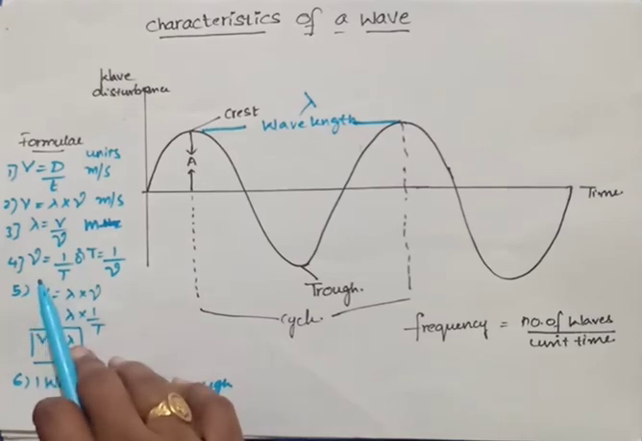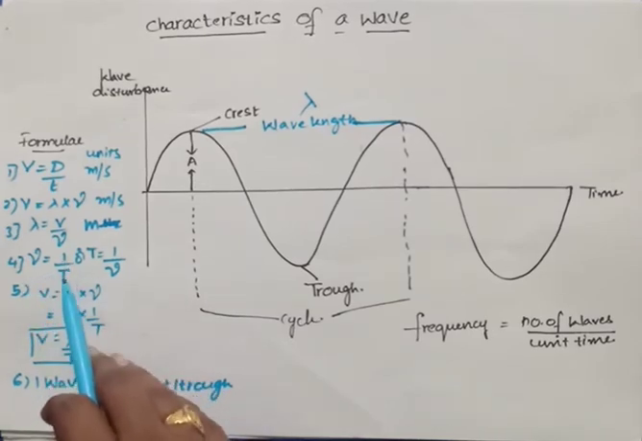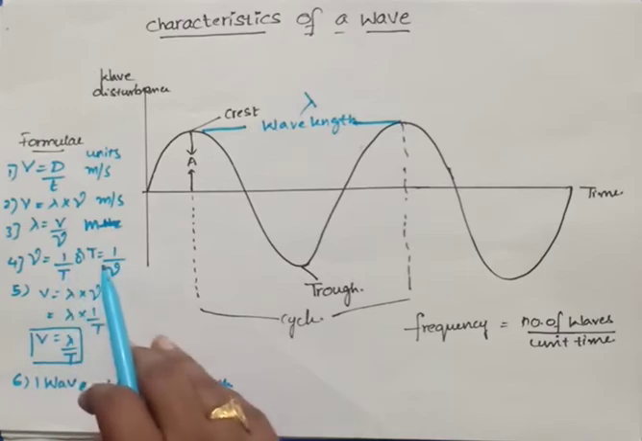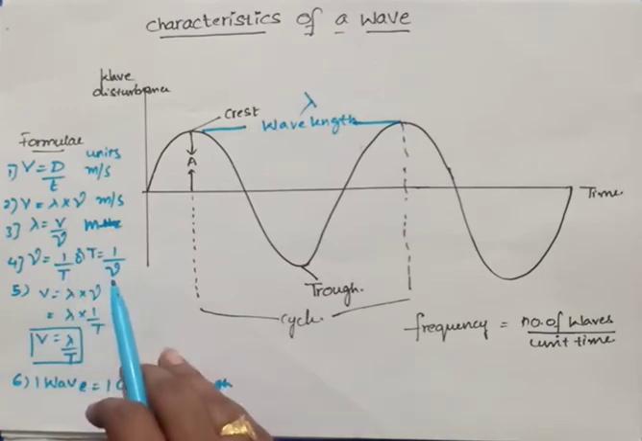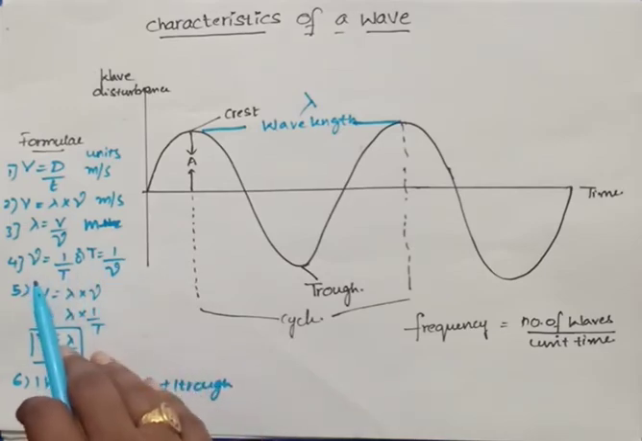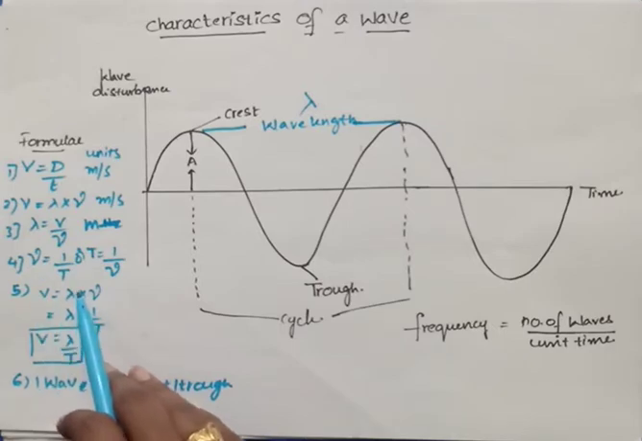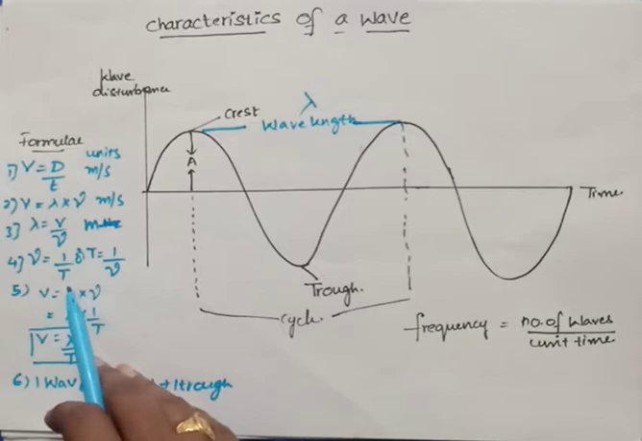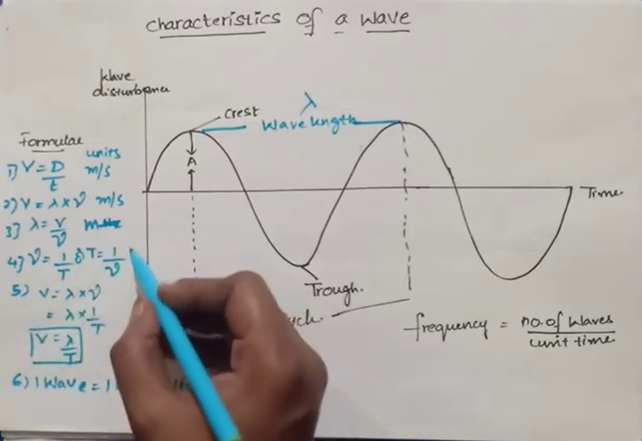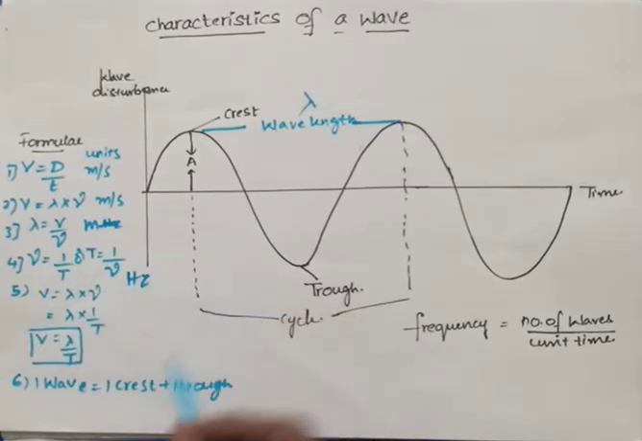Later on, frequency is equal to 1 by T, the time period, or time period is equal to 1 by nu. So nu is the frequency, T is the time period. Time, as you know, is measured in seconds, and frequency is measured in hertz.